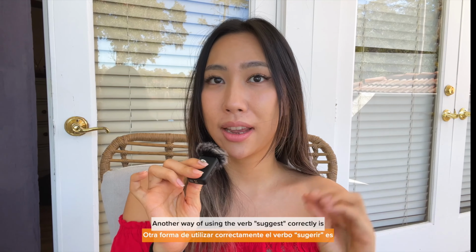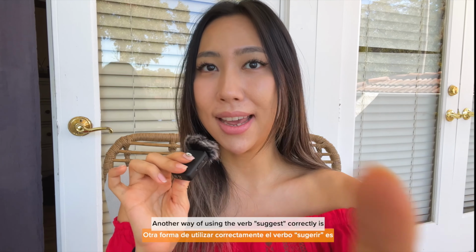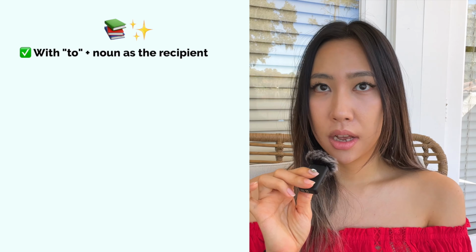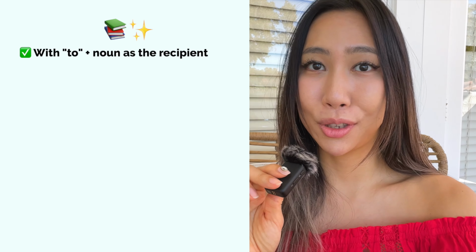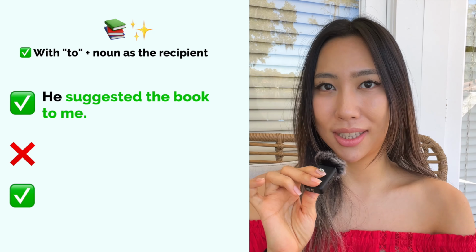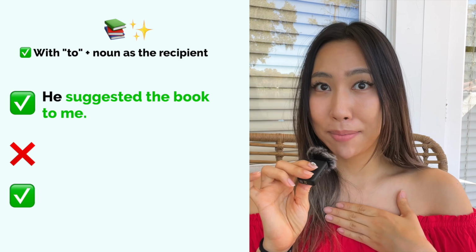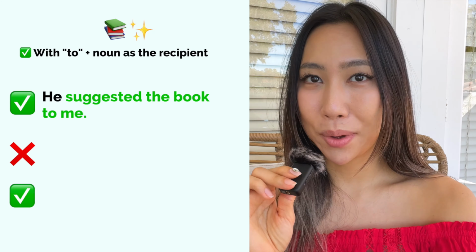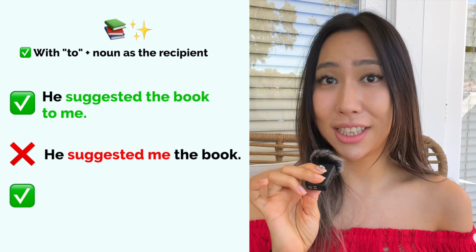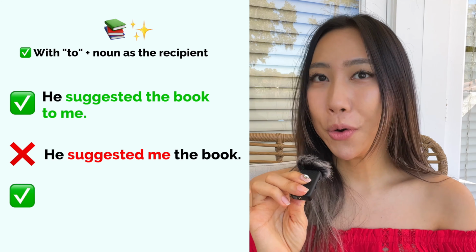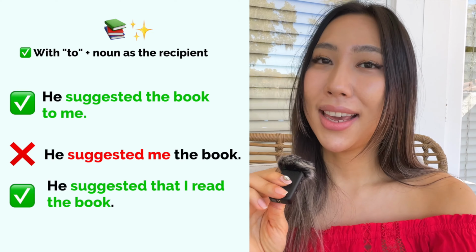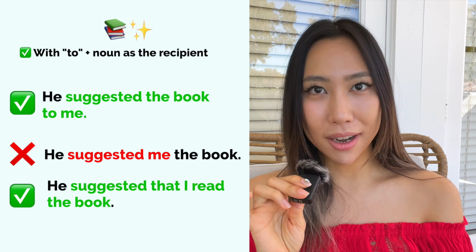Another way of using the verb suggest correctly is with to and a noun as the recipient. So recipient just means who's receiving whatever suggestion, right? So he suggested the book to me. I'm the recipient. Here, notice that we are saying it is suggested to me, not he suggested me the book. Or using what we learned just now, the that clause, we can say he suggested that I read the book.